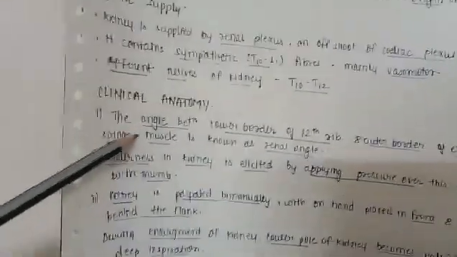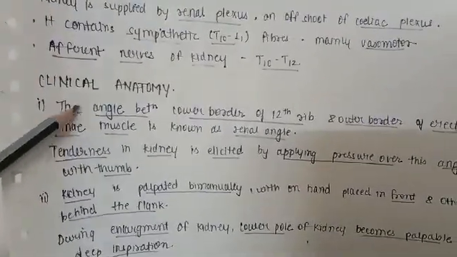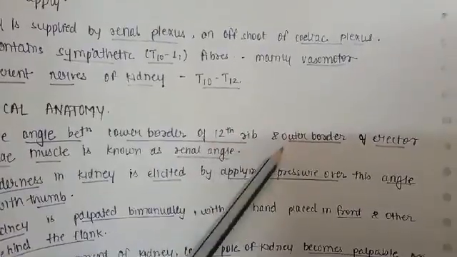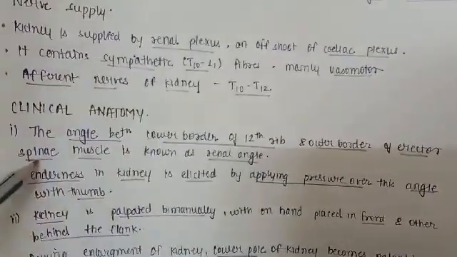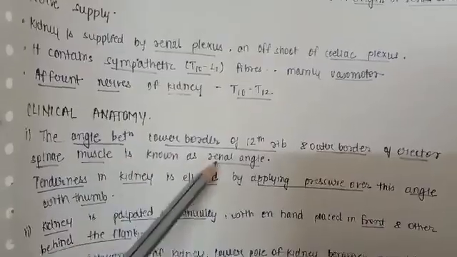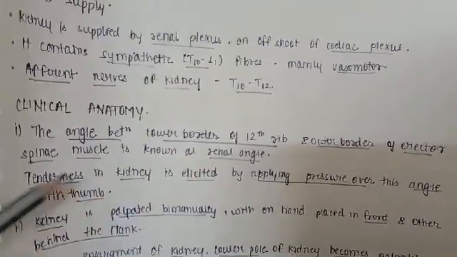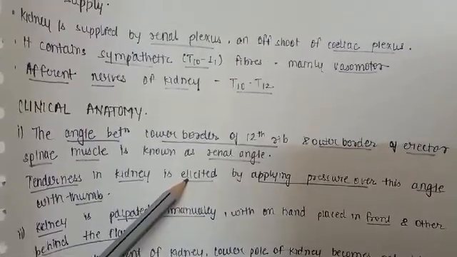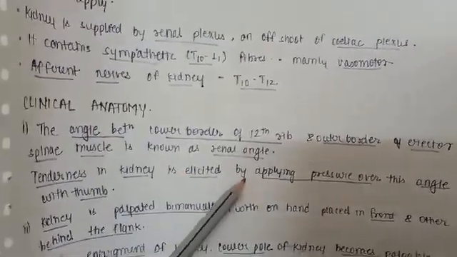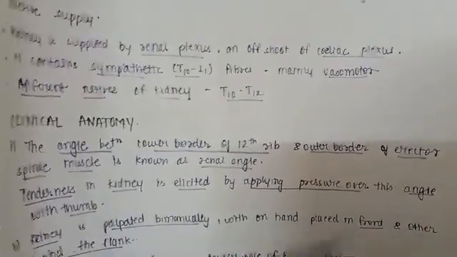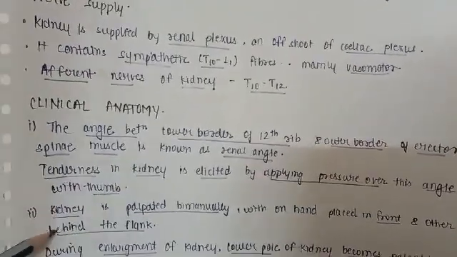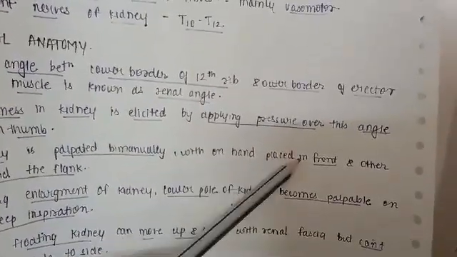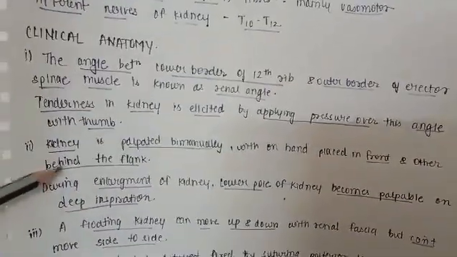Now let's study the clinical anatomy of the kidney. The angle between the lower border of the 12th rib and the outer border of the erector spinae muscle is called the renal angle. Tenderness in the kidney is elicited or can be controlled by applying pressure over this angle with the thumb. The kidney is palpated manually with one hand in front and the other behind the flank.